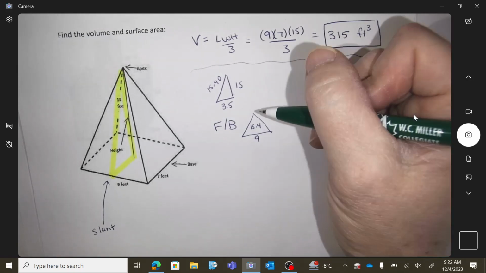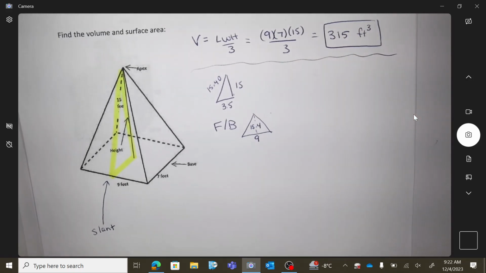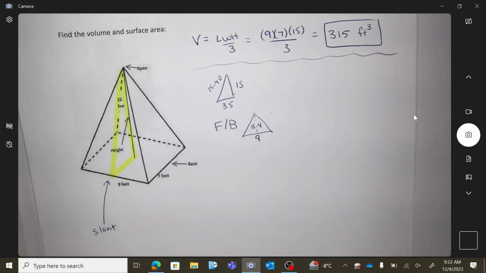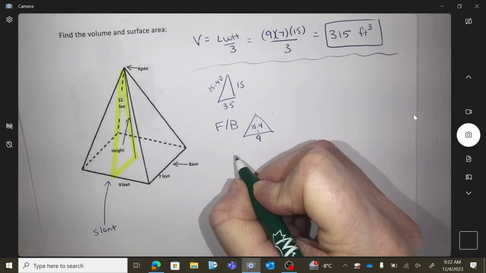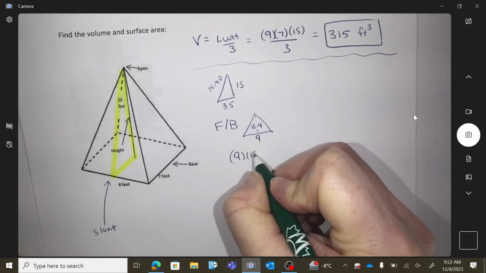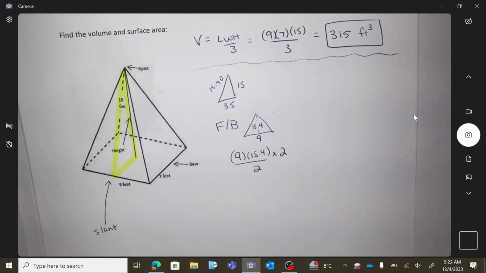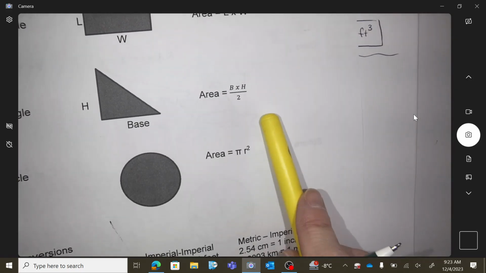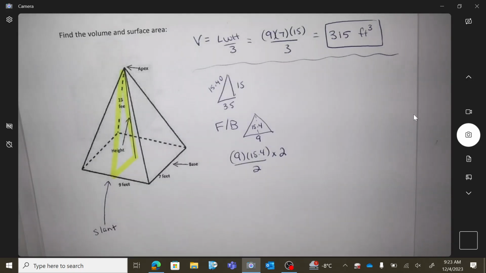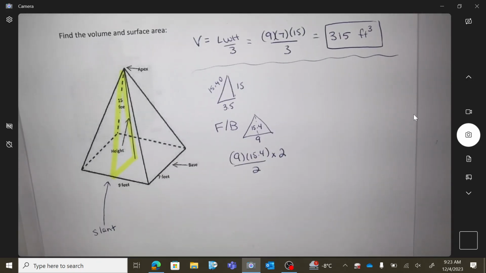So this is what the front and back triangles look like. 15.4 height of it, 9 on the base of it. Okay, so then you have a triangle formula. It is on the first page there, but it's base times height over 2. And then I actually multiply it by 2 because there's a front and a back of the same triangle.